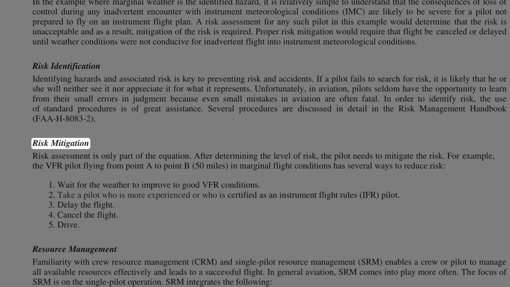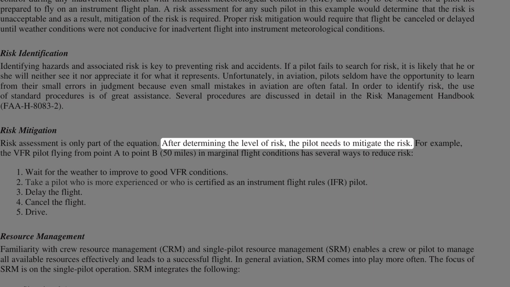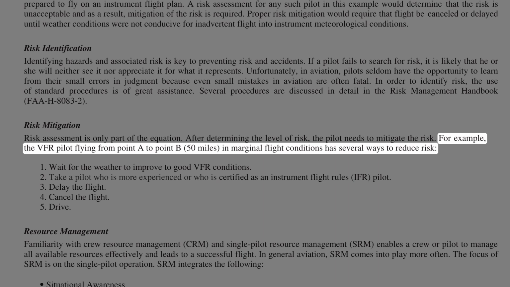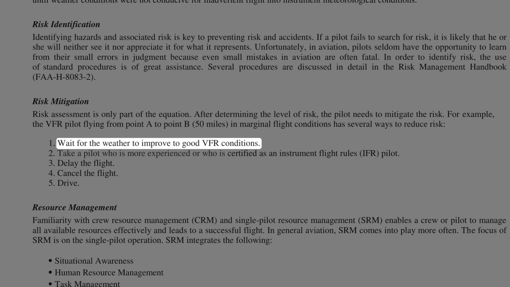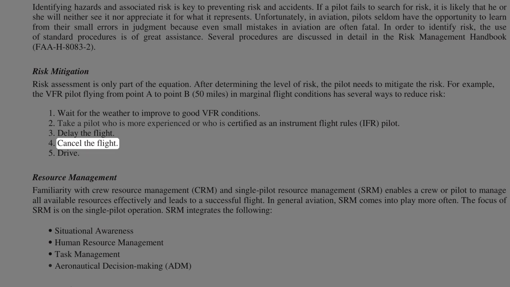Risk mitigation. Risk assessment is only part of the equation. After determining the level of risk, the pilot needs to mitigate the risk. For example, the VFR pilot flying from point A to point B, 50 miles, in marginal flight conditions has several ways to reduce risk. Wait for the weather to improve to good VFR conditions. Take a pilot who is more experienced or who is certified as an Instrument Flight Rules, IFR, pilot. Delay the flight, cancel the flight, drive.